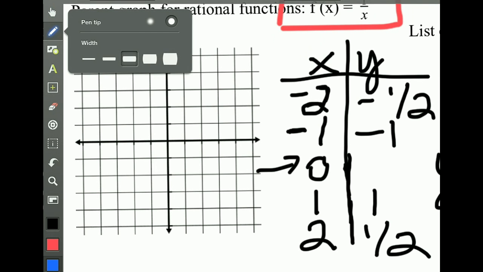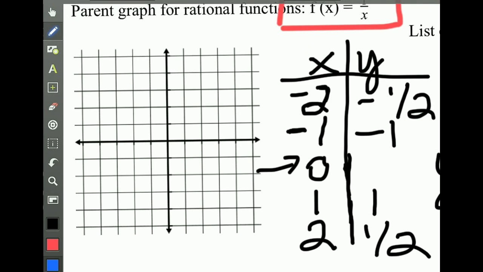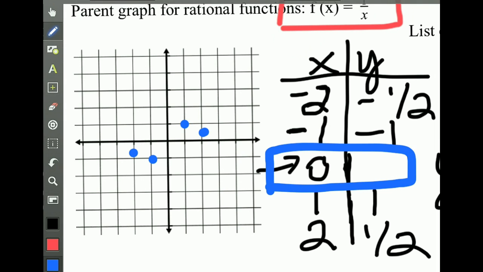We have a point at -2, -1/2, and -1, -1. 0, 0 does not have a point. 1, 1 has a point, and 2, 1/2. Okay, so what happens is at 0, this becomes our vertical asymptote. Right at this point, wherever the denominator becomes 0, that's going to be your vertical asymptote. So right here is kind of our imaginary line that our graph is going to come close to but never touch.